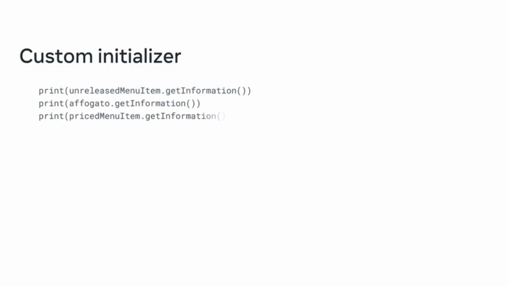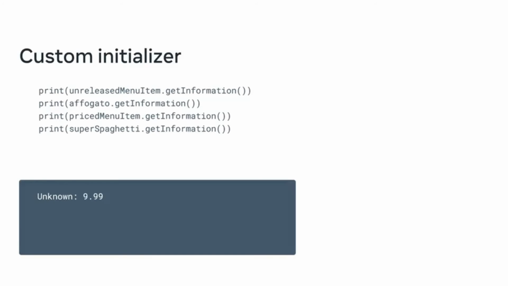If you print the getInformation method on the struct instances, the console logs unknown 9.99 for the unreleased menu item instance, Affogato 9.99 for the Affogato instance, unknown 12.99 for the priced menu item instance, and Super Spaghetti 17.99 for the Super Spaghetti instance. You've now learned that structures are used to create building blocks for your program's code.